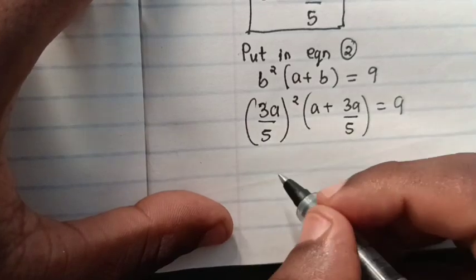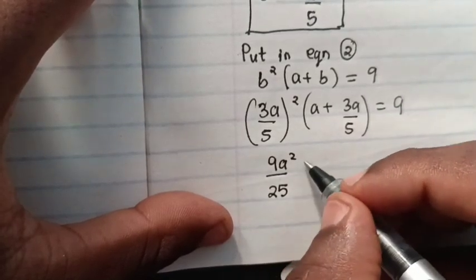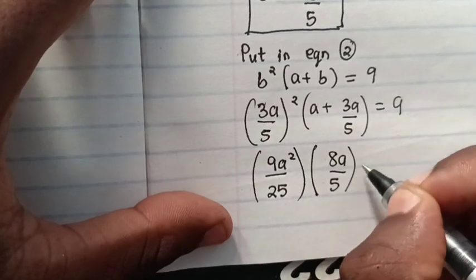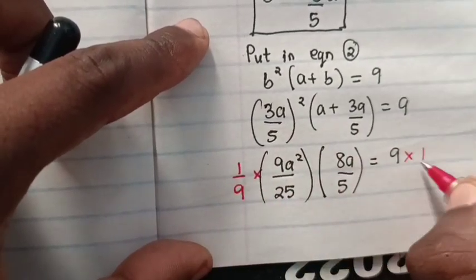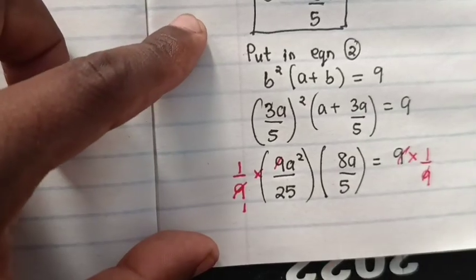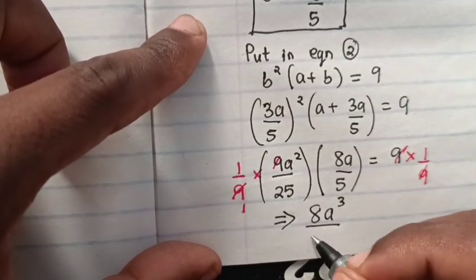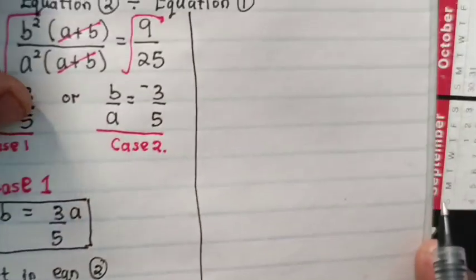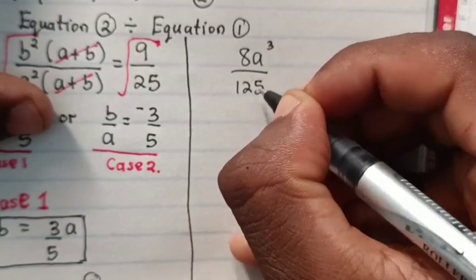So 3A over 5 square will be equal to 9A square over 25, times A plus 3A over 5, which is 8A over 5, is equal to 9. So from here we multiply by 1 over 9 on both sides. So the 9s cancel, and it will remain A square times 8A, which is 8A power 3 divided by 25 times 5 is 125, is equal to 1. So 8A power 3 over 125 is equal to 1.